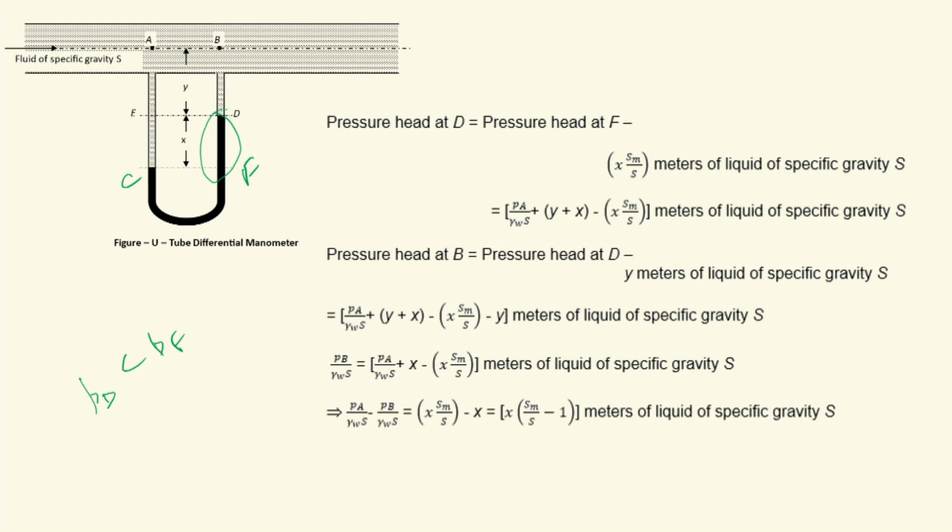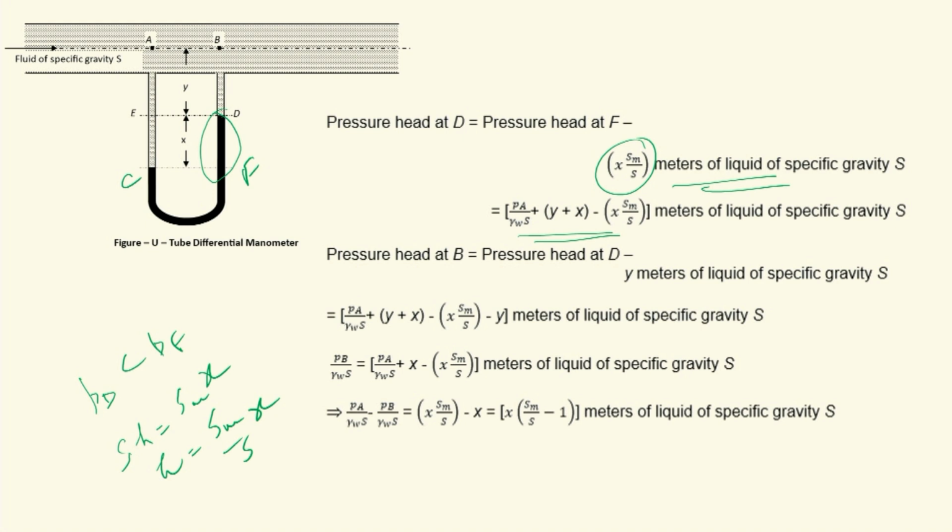So this column of manometric liquid has to be converted into an equivalent column of fluid of specific gravity S, using S into H is equal to Sm into X. So we want H is equal to Sm by S into X. This is in meters of fluid or liquid of specific gravity S. So you substitute. Then you go to B.